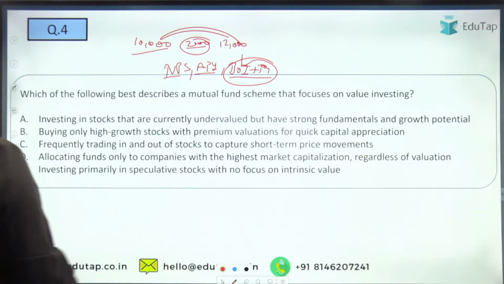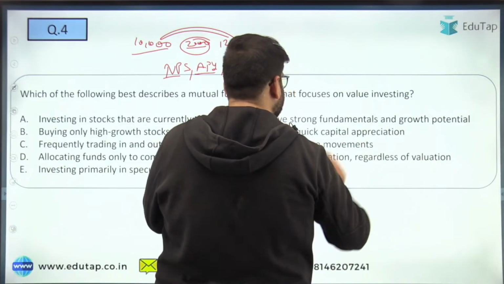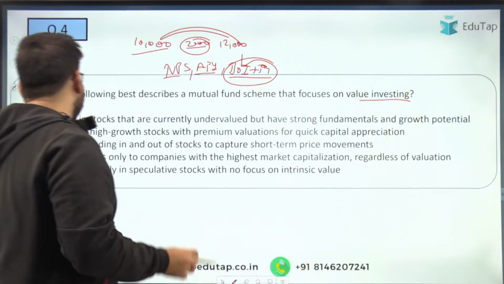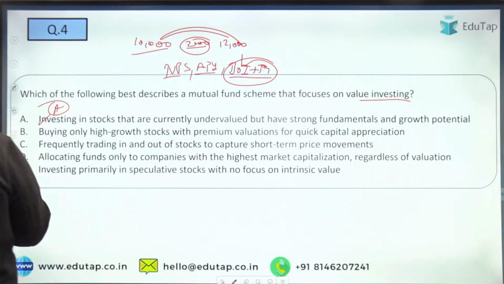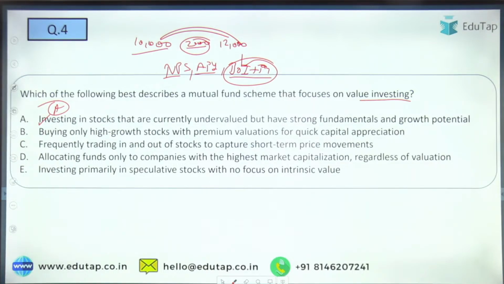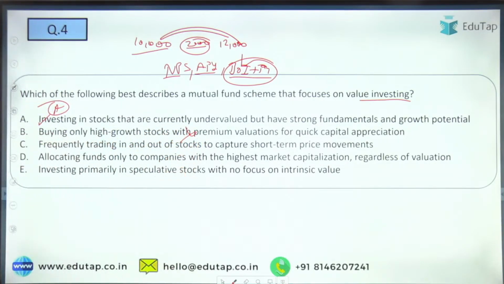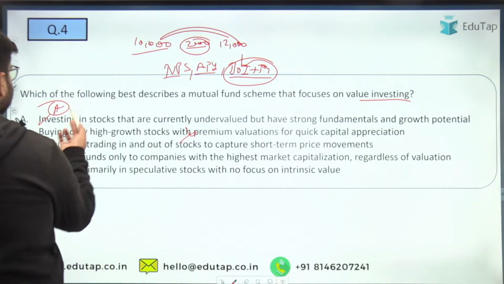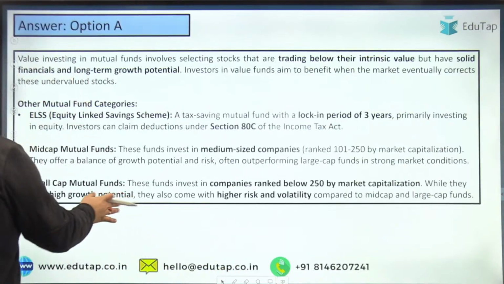Which of the following best describes mutual funds that focus on value investing? Value investing is basically those companies which are currently looking small, but they can grow big later. So your correct answer, let's try to read it. Investing in stocks that are currently undervalued and have strong fundamentals for growth. Yes, this is the correct answer, because in value investing, you try to pick those companies which are currently less valued. Buying only high growth stocks with premium valuation, no. Frequently trading, no. Allocating funds to companies, no. Investing primarily, these are basic sense questions. Even if you don't know what is value investing, still you can answer it. Chaliye, question number 5.